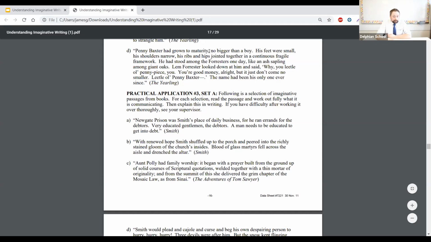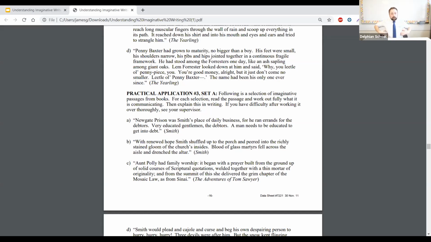His feet were small, his shoulders narrow, his ribs, this part, your ribs here, and hips, lower down, top of your leg area. It says that they're jointed together in a continuous, fragile framework. So the framework of something, kind of the frame of how it's built, maybe it's talking about his bones there. It's saying that he's fragile, which means that it breaks easily. Maybe it looks very much like it could break easily. So you have this grown man, but he's as small as a boy, and everything about his body, his feet, his shoulders, his ribs, and everything, they look small and fragile.